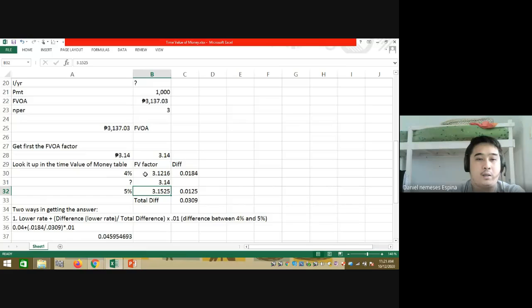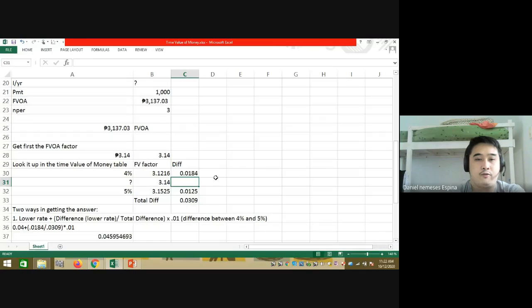For the lower rate, take the difference between the lower rate's factor and the one we are looking for. So 3.14 minus 3.1216, you have 0.0184. For the higher rate, take the difference between the higher rate's factor and the one we are looking for. So that's 3.1525 minus 3.14, so you have 0.0125.